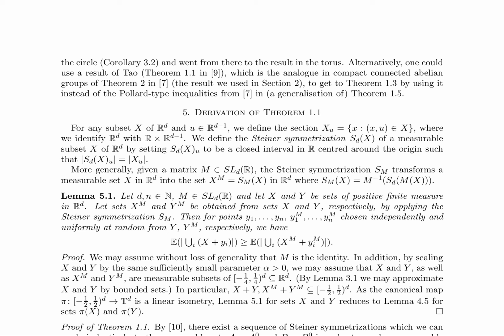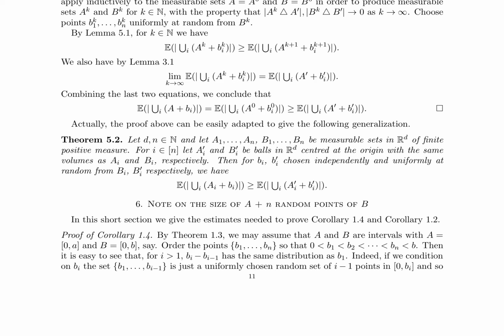The proof involves assuming without loss of generality that M is the identity, scaling x and y by a sufficiently small parameter alpha greater than 0, and applying the canonical map pi, from R^d to T^d, to reduce the problem to lemma 4.5 for sets pi(x) and pi(y). The proof of theorem 1.1 is then presented, involving a sequence of Steiner symmetrizations applied to measurable sets A and B, producing AK and BK for K in N, and showing that E, union over i, of AK plus BKi, is greater than or equal to E, union over i, of AK+1 plus BK+1i, for K in N.